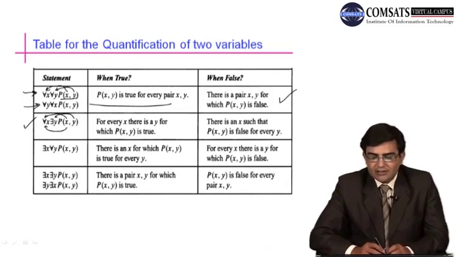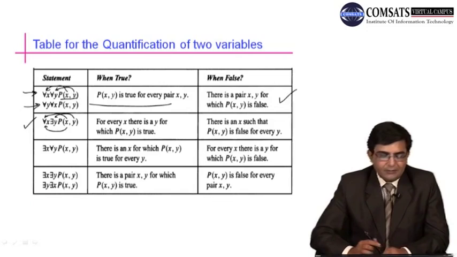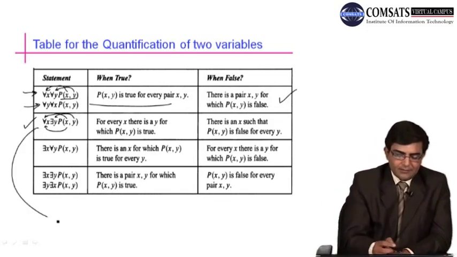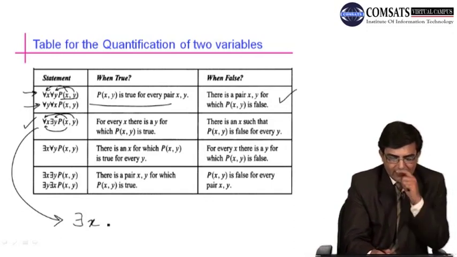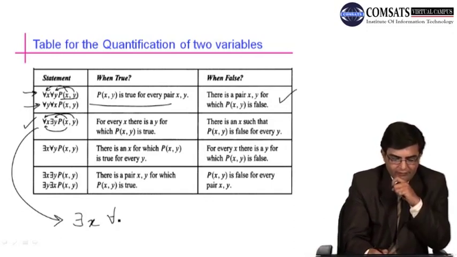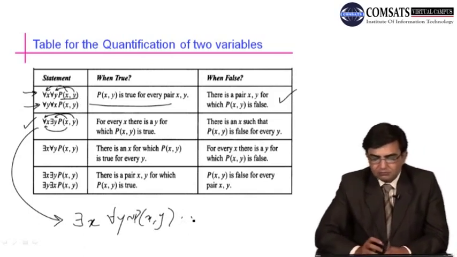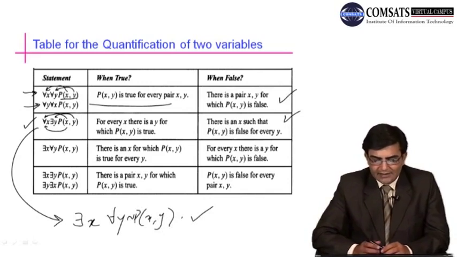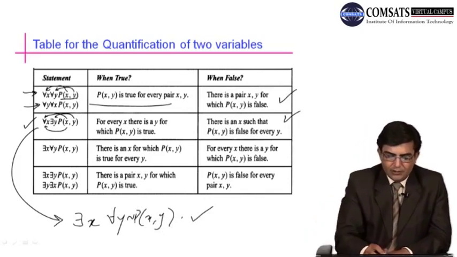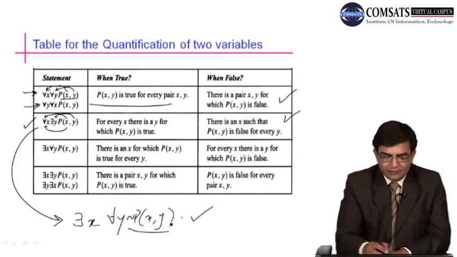And this statement will be false when there is an x such that P(x, y) is false for every y. We reverse this statement, or we take the negation of this statement. There exists x such that for all y, not P(x, y). We take the negation, as this statement will be false when this is true. Or you can write it as this: there is an x such that not P(x, y) is true, or P(x, y) is false for every y.